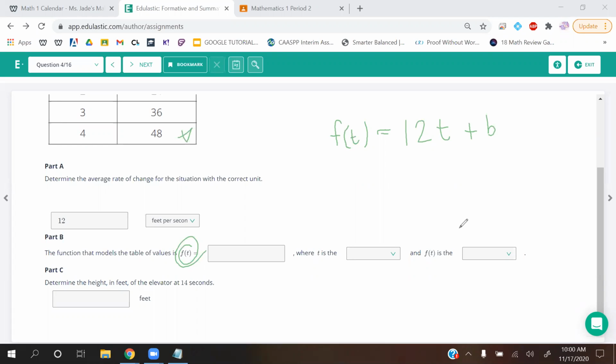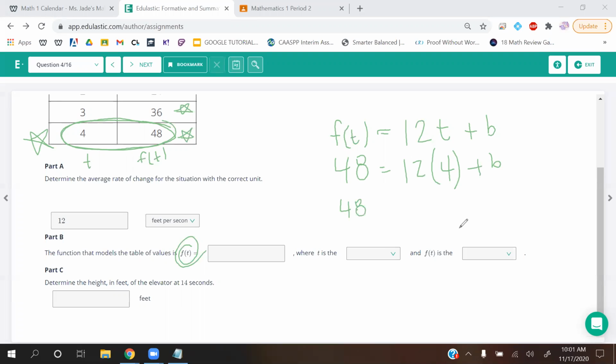So you can pick this point, or you can pick this point, but I'm just gonna pick this one because why not? So this is your t value, and this is your f of t value. So we have 48 is equal to 12 times 4 plus b. So we need to solve for b. And all I did right now was I plugged in this point into our equation. So 48 replaced the f of t, and then the 4 replaced the t.